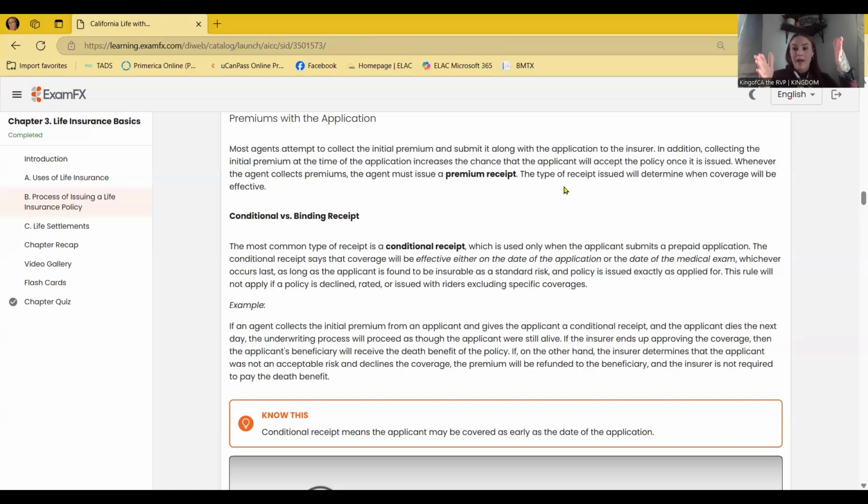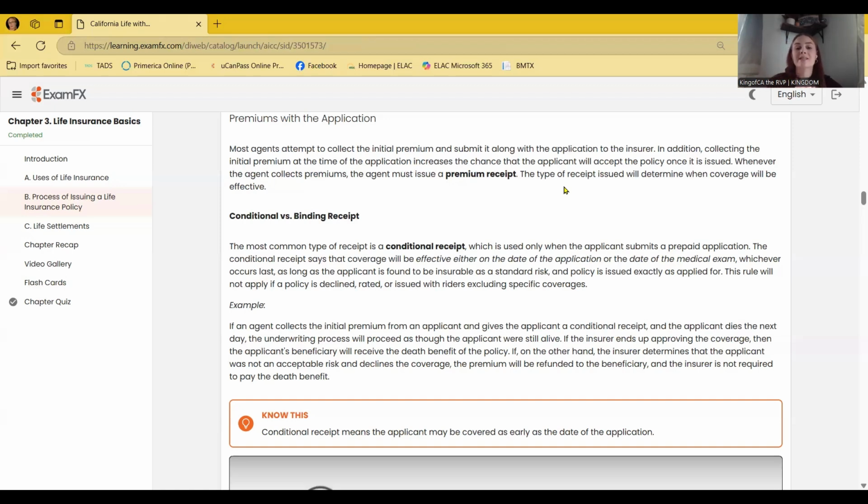If someone were to pass away during this period of time where they haven't been accepted, but they haven't been rejected, and they would have been accepted, meaning they had good health, there was no reason for the insurance company to deny them, they will still be paid out even though they technically were still in that waiting period. Okay, that's called conditional coverage. So conditional receipts, these ones are the most common type of receipt when it comes to insurance. This is used only when the applicant submits a prepaid application. Okay.